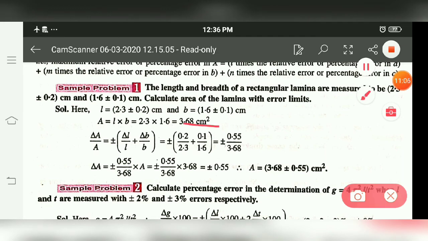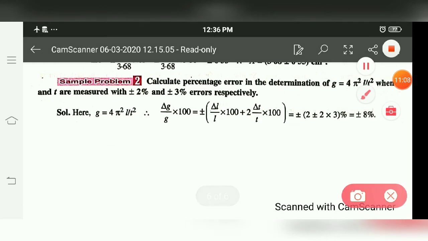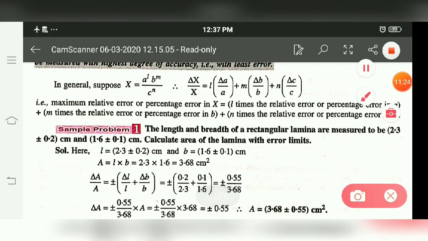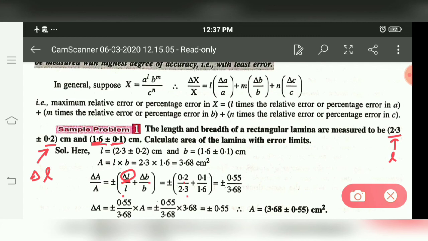Now we have to calculate the error. We know that for the product we always get a relative error, so delta A by A is equal to delta L by L plus delta B by B. Here delta L is 0.2, L is 2.3, delta B is 0.1 and B is 1.6. By solving this we get this. Again we just add these.